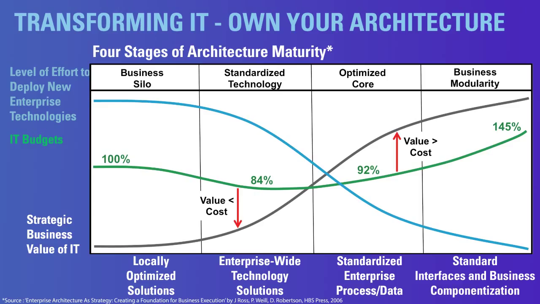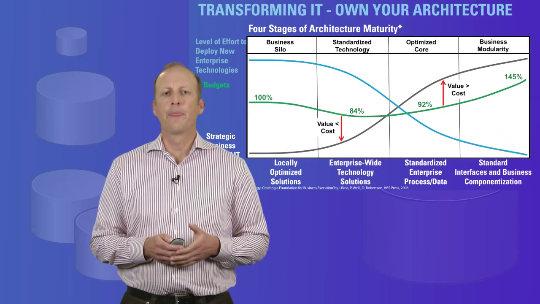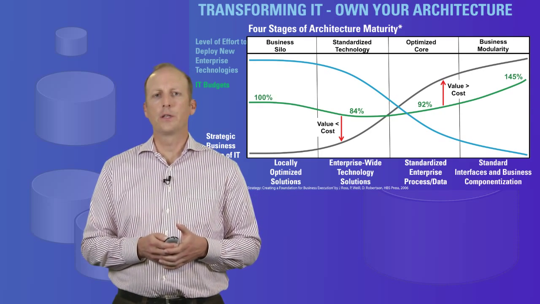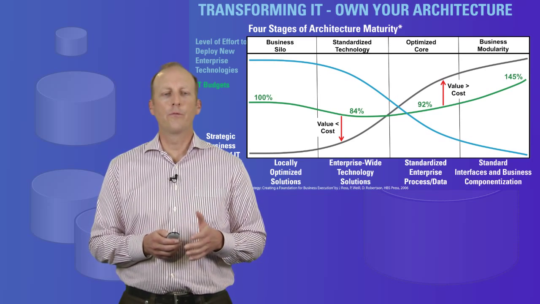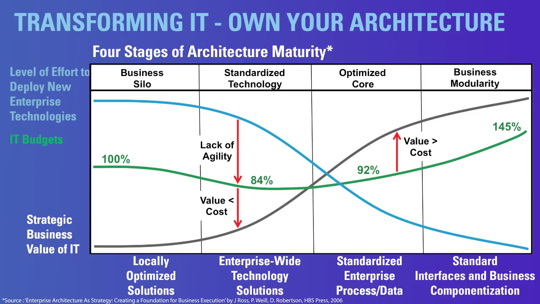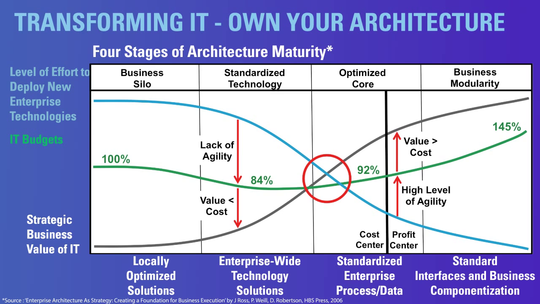The next graph line that we put through these 4 stages is deploying new enterprise technologies and the level of effort. No surprise that by the time you get to that modular phase over in the business modularity area, very simple, right? Because you've got a very plug-and-play environment to work with. So with the lack of agility, cost goes down, and if you see that on the right-hand side, as the increase in agility, the value goes up.